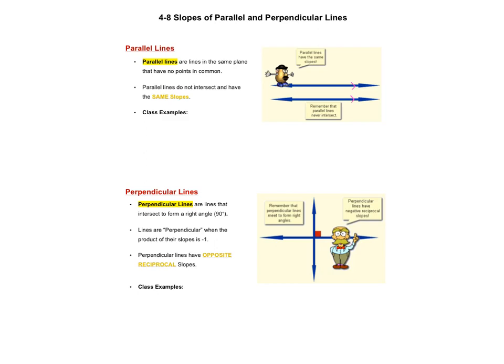This is 4-8, slopes of parallel and perpendicular lines. Parallel lines used to be described as lines that go on and on forever and never intersect. But now the algebra definition is really that they have the same slopes.